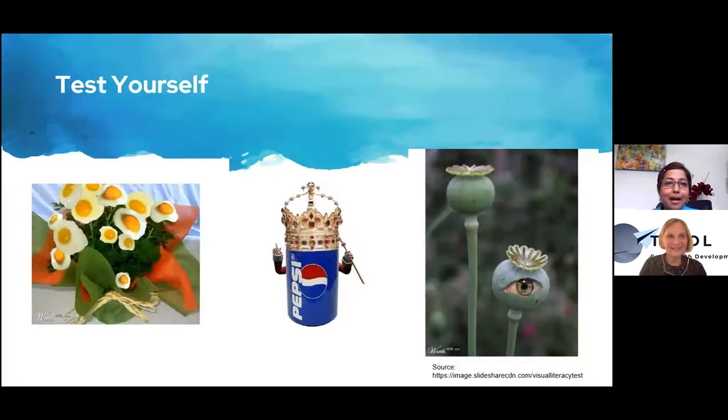What do you see? You have to come up with maybe a phrase or a word. This is actually a visual literacy test. The first image, the second image with Pepsi, and the third. Okay, so the first one is actually eggplant. Yay, you got it correct. And the second one is actually the king of pop. Because Ken's pop, so that is the king of pop. And the third one is iPod.